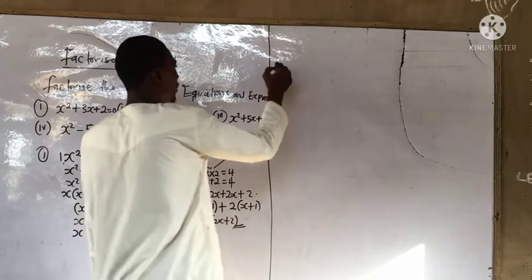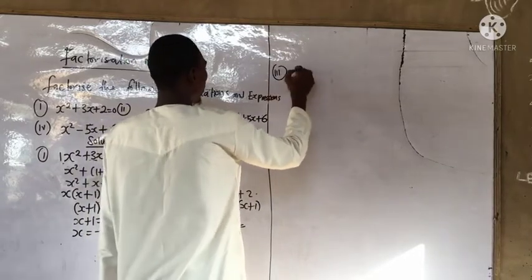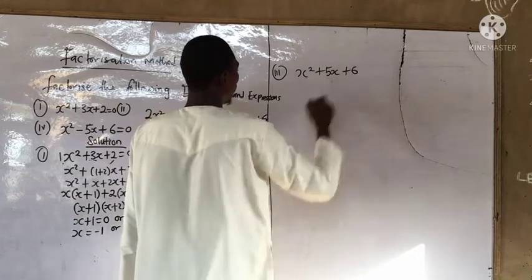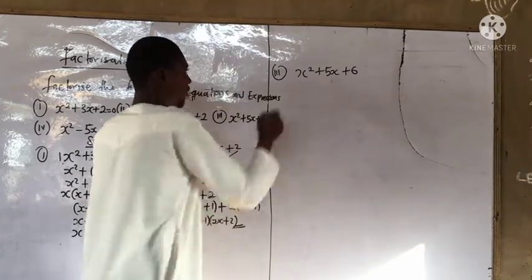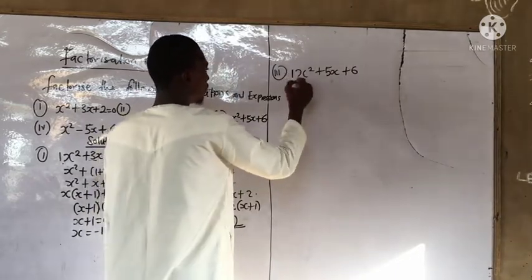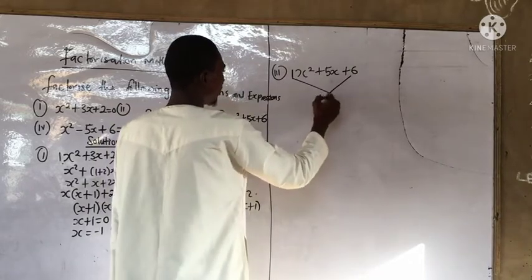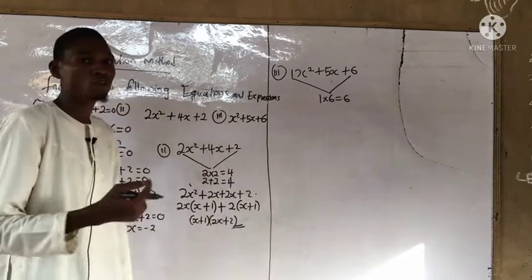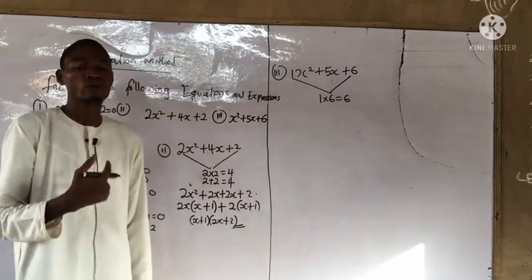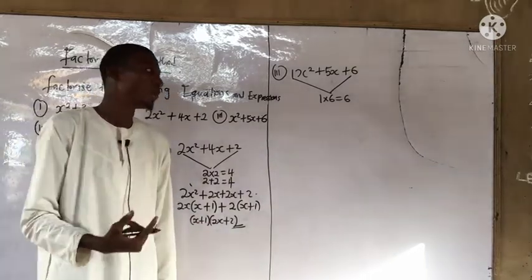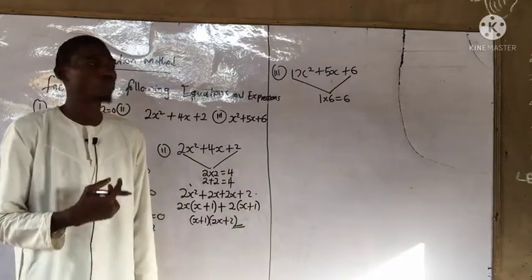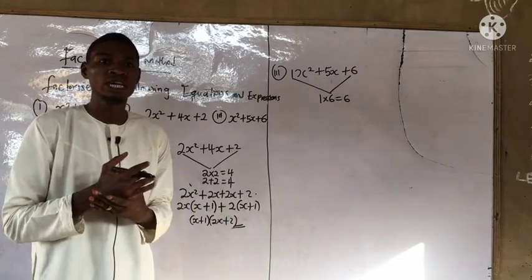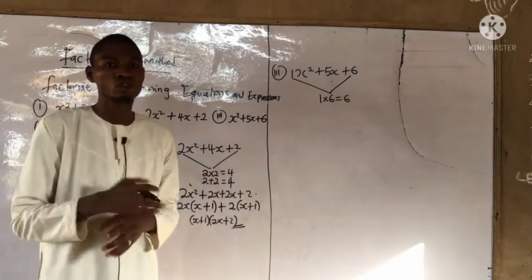Now question 3, the third question, where you have x squared plus 5x plus 6. This is also a quadratic expression. Now the coefficient of x squared here is 1. So when you multiply that with 6, that will give us 6. So definitely we are looking for two numbers that when you multiply, they give us 6, and the sum will give us 5.